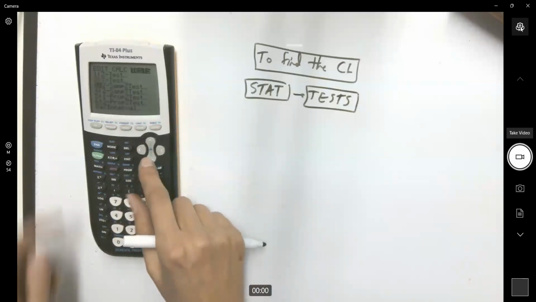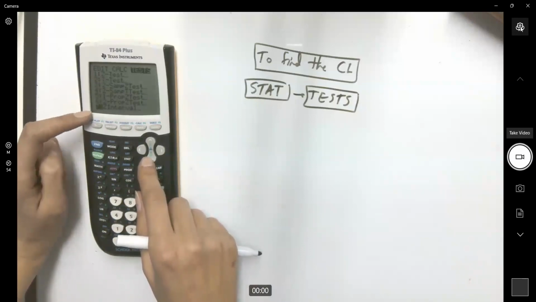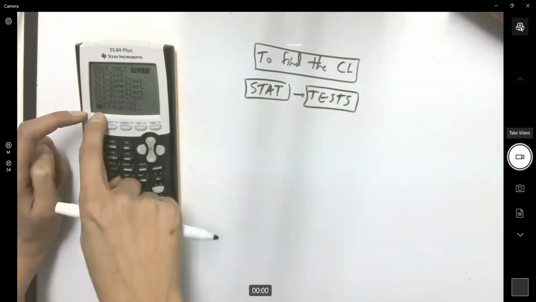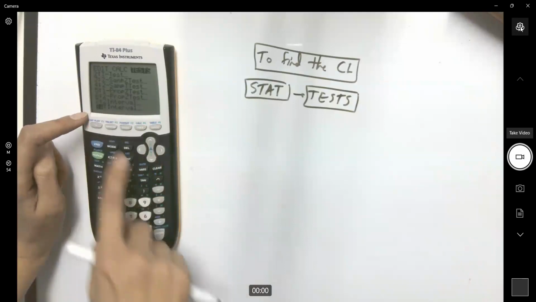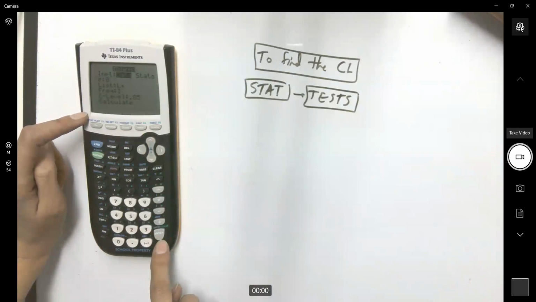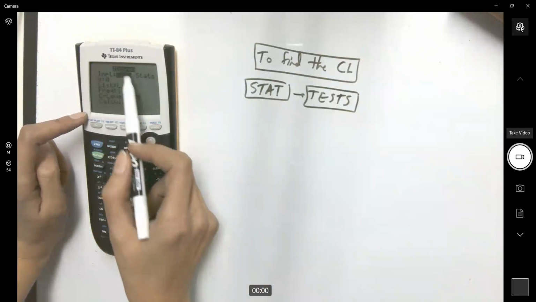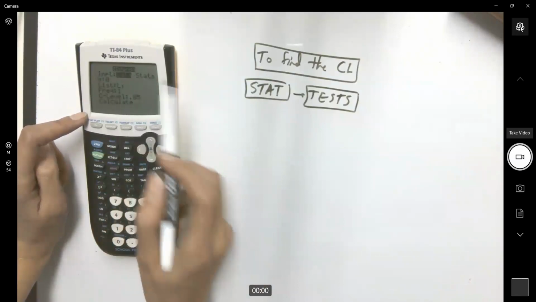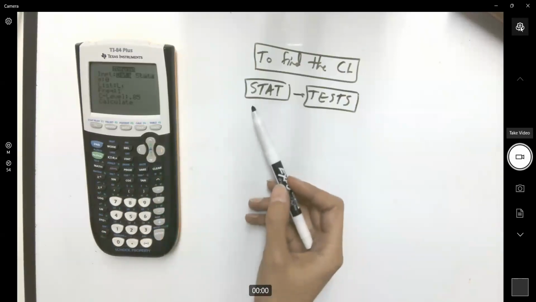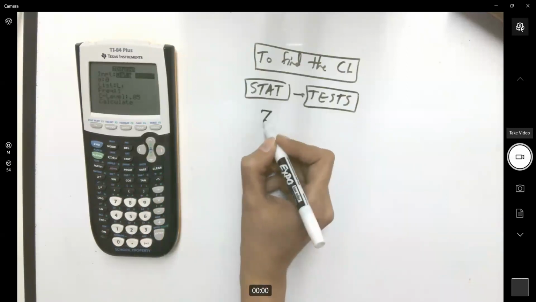Z-test, T-test, two-sample Z-test, these are all tests. I'm looking for the interval. I'm looking for Z interval. The next one is T interval. T interval is for the case that sigma is not given. So find Z interval. Am I using data? Am I using any number set in the calculator? No. I'm using stats, information from the sample. So go to stat, go to tests, find the Z interval.